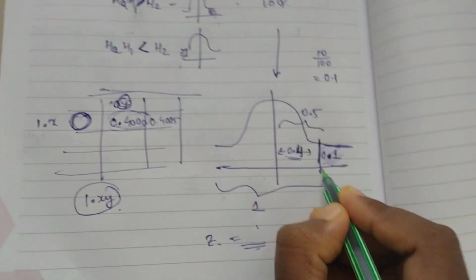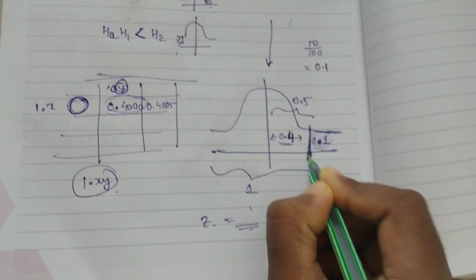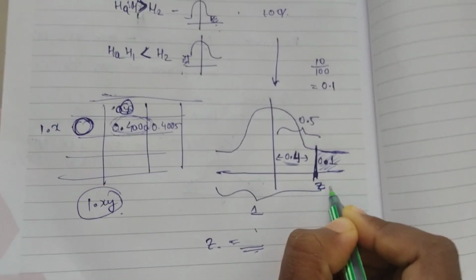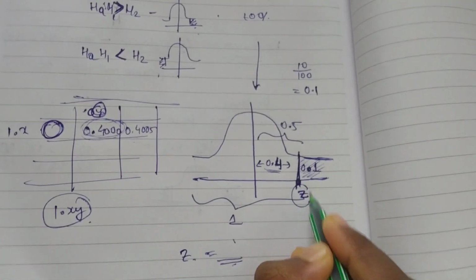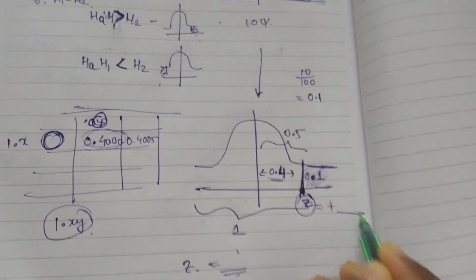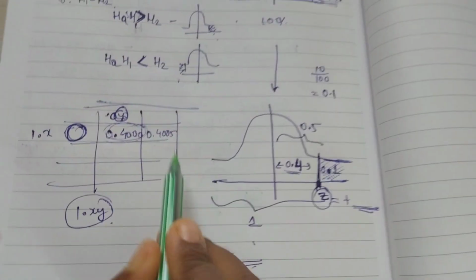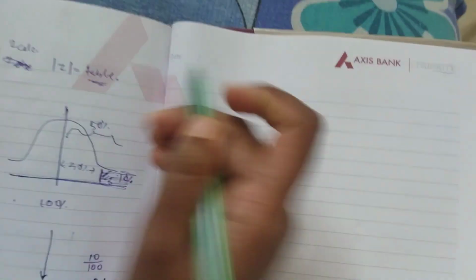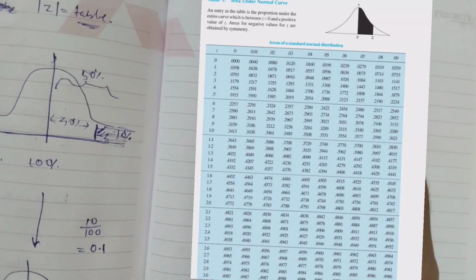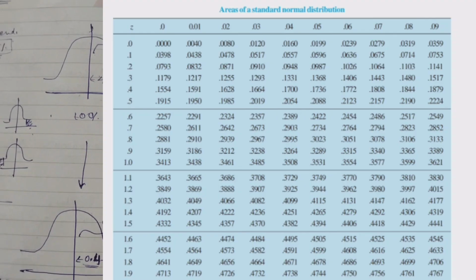Okay, so the z value is at this location, here. In a one tail test there is only one side. If it is on the right side, the z value is positive, whatever the amount came. If it is on the left side, then the z value will be negative, whatever the amount comes. Okay, now we will just check the table. Here we are getting that the z value will be.